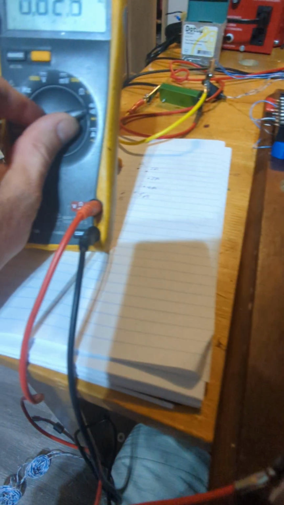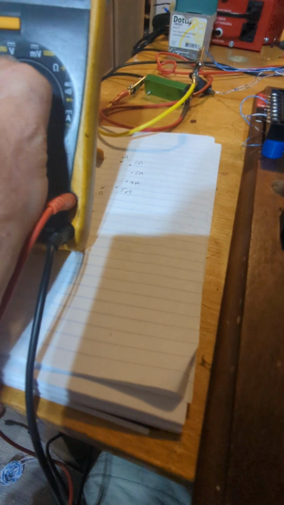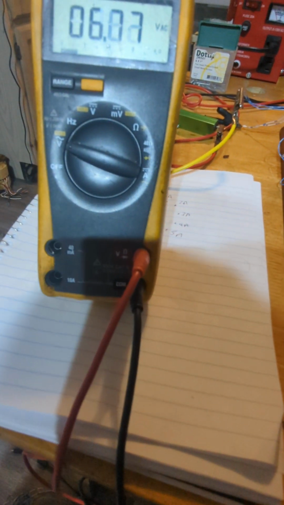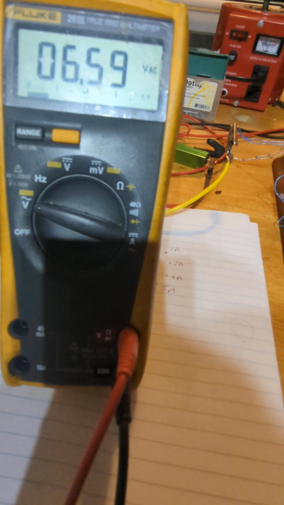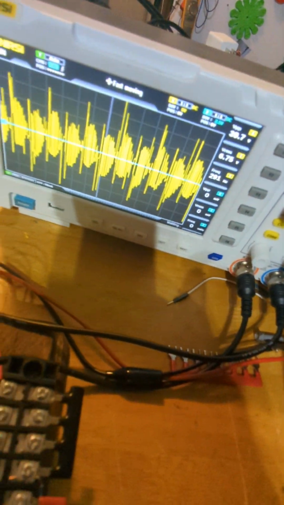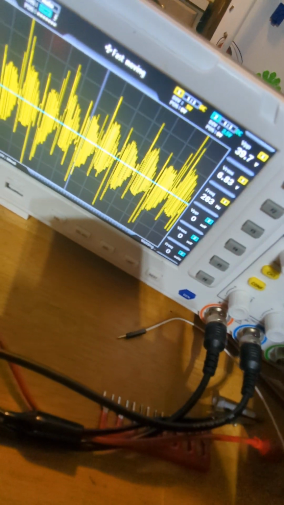Now, remember we were at 6 volts before, right? We're gonna go to volts, and we're gonna go to AC volts. Now we're at 660. We increased voltage and current coming out. Now let's take a look at the scope. The scope is starting to look a little more like a wave, but we're gonna get there.